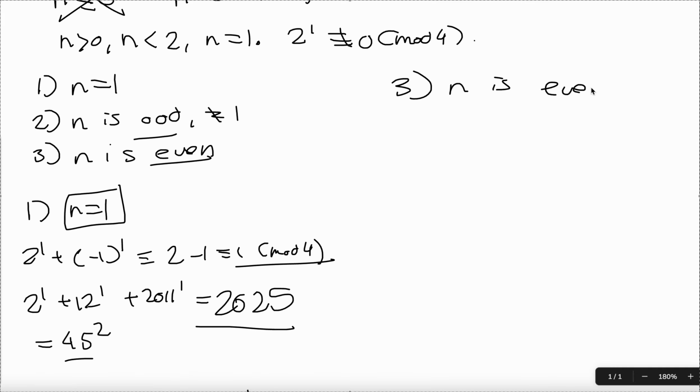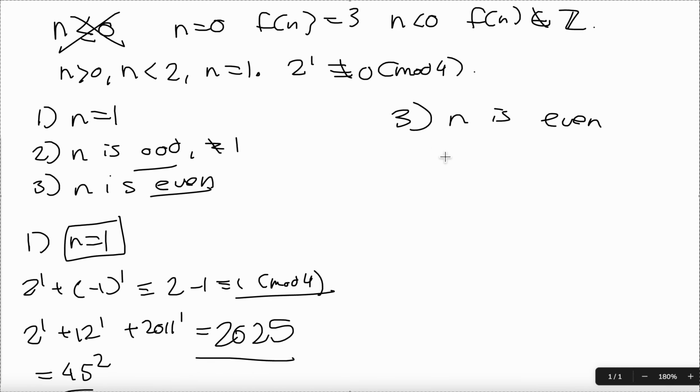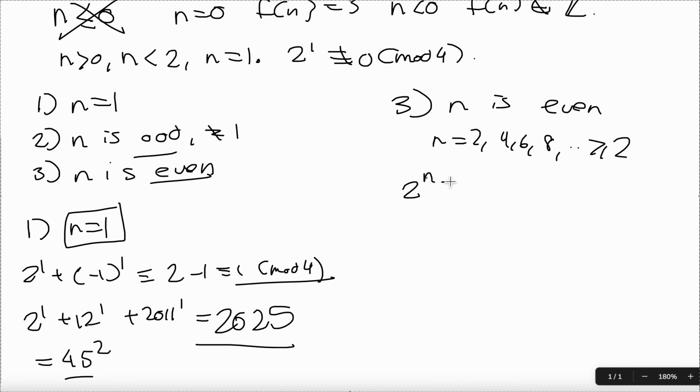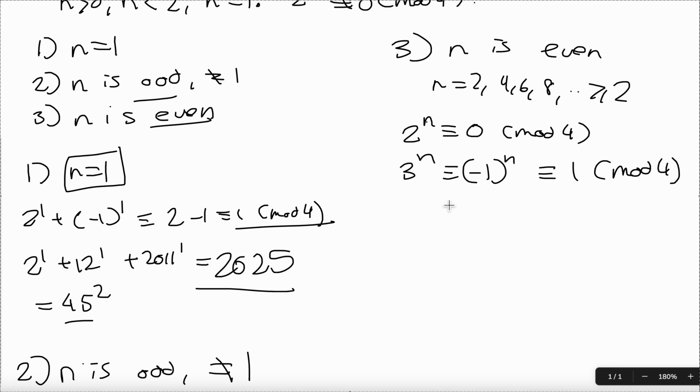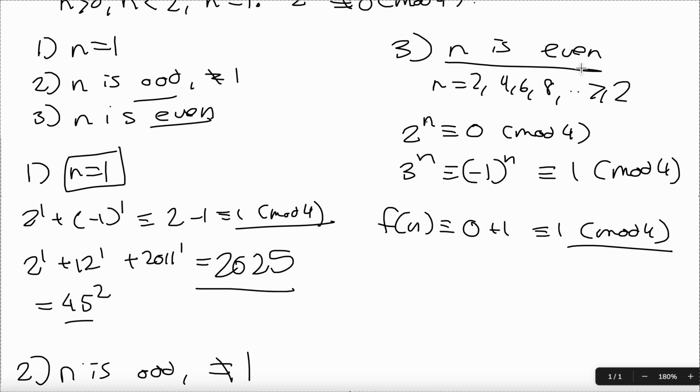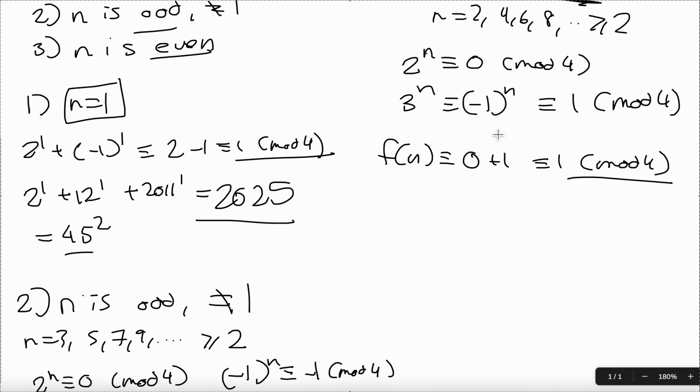N is even. And since we're only considering n greater than 0, we get n is 2, 4, 6, 8, and so on. And so this is always going to be greater than or equal to 2. So again, we have 2 to the n is going to be congruent to 0 mod 4 in this case. We also have that minus 1 to the n is congruent to 1 mod 4. And so this doesn't really give us what we want, because we get that f of n is going to be congruent to 0 plus 1, which is going to be congruent to 1 mod 4. So this says that there does exist solutions, but if there does, then n has to be even.